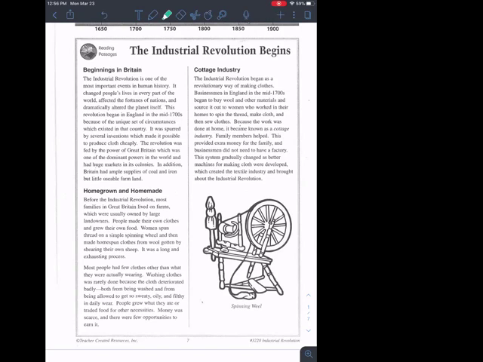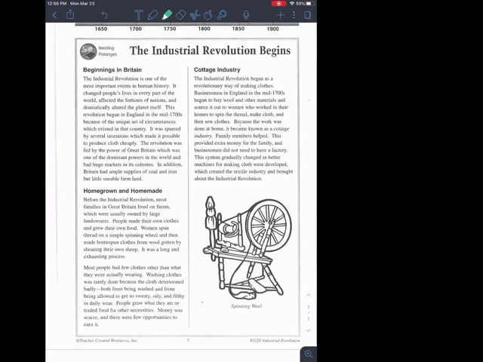The revolution was fed by the power of Great Britain, which was one of the dominant powers in the world and had huge markets in its colonies. In addition, Britain had ample supplies of coal and iron, but little usable farmland.